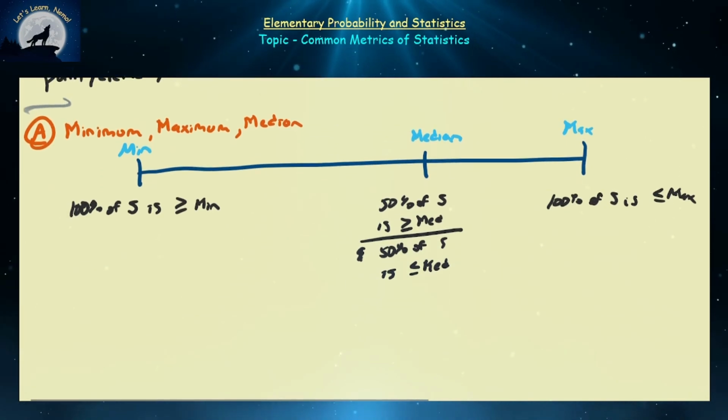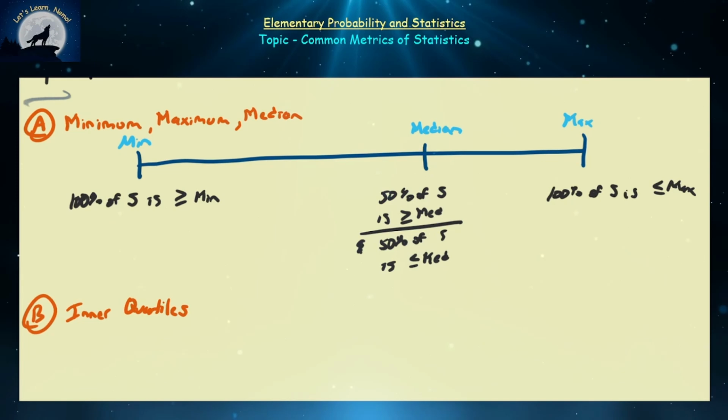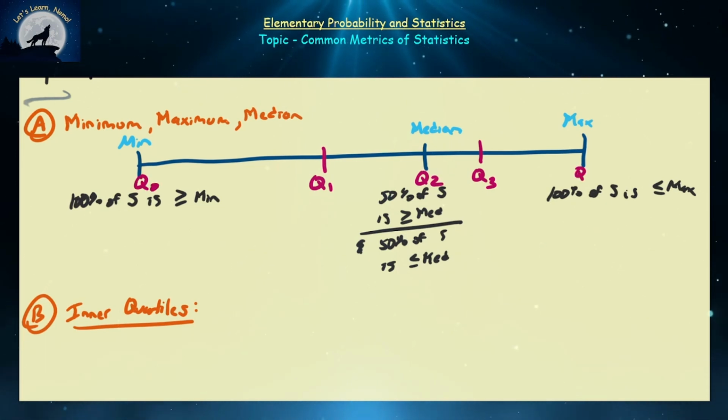From this picture, we can very easily introduce other measures of position, which are known as inner quartiles. The word quartile pretty much implies what we're going to do: we're going to break this data set S into quarters instead of halves. Right here is the first inner quartile, Q1, and over here we're going to have Q3. That's Q2, which means this is Q0, and this is Q4. So Q0, 1, 2, 3, 4 breaks our data set S into quarters.